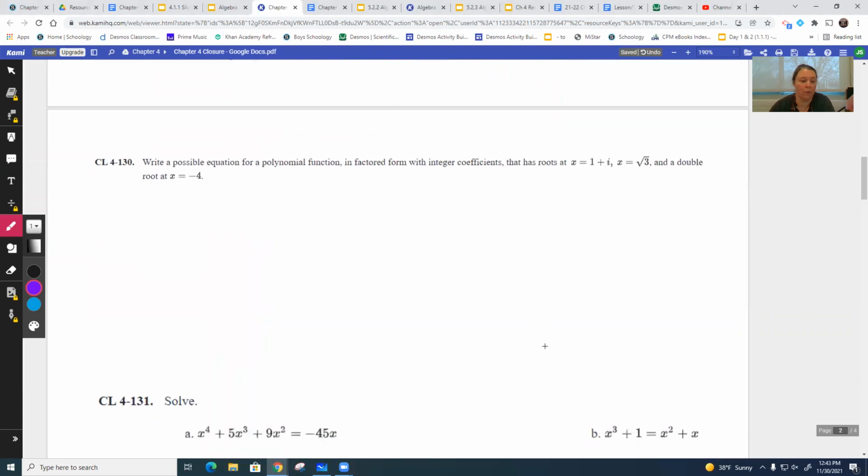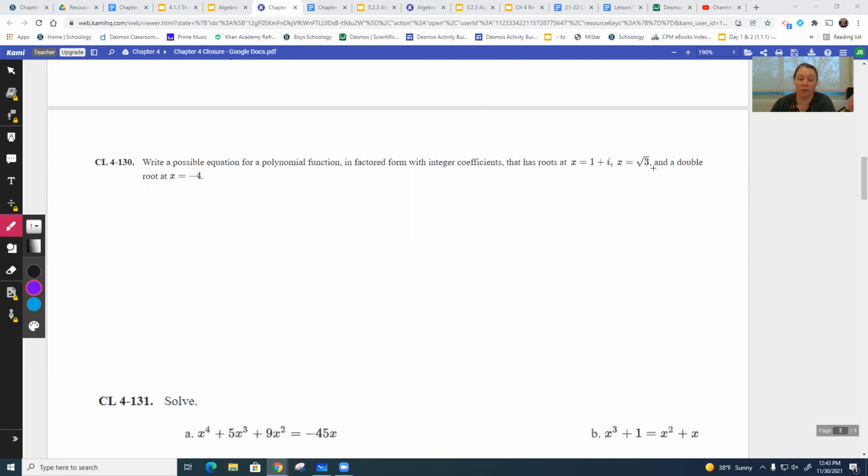All right, 130, write a possible equation for a polynomial function in factor form with integer coefficients that has these roots. So x equals 1 plus i, and then x equals the square root of 3, and it has a double root at x equals -4. So this is easy because if it's a double root, it bounces at -4.